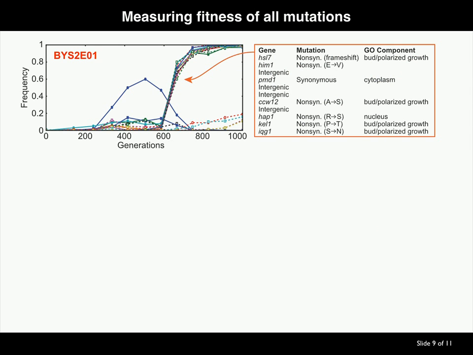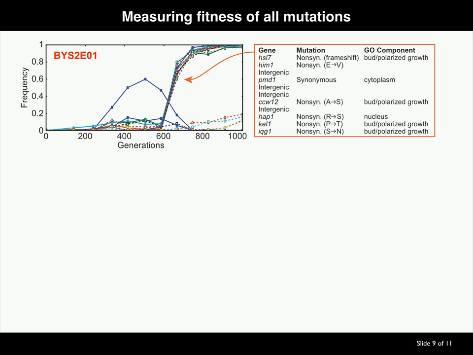Here's a population that looks pretty simple, actually. You had one mutation that was sweeping through the population. It got outcompeted by this cohort of 11 mutations. If you look at what those 11 mutations are, you notice that 4 of these mutations cause changes to the protein coding sequence of genes whose proteins localize to the bud neck or sites of polarized growth. And so there's a first indication that maybe there's epistatic interactions happening within this cohort of mutations.